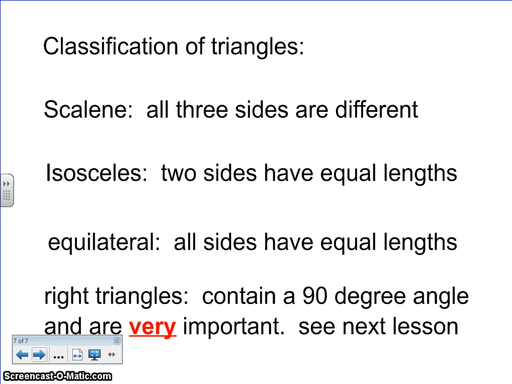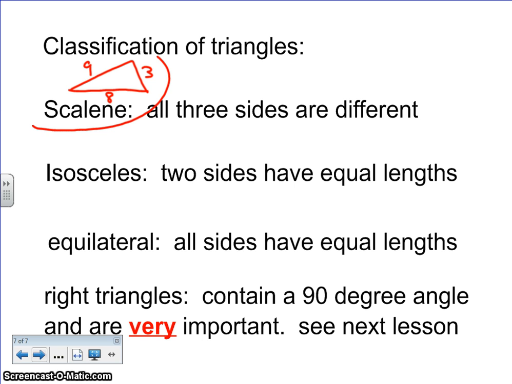All right, classifications of triangles. These are some words that you need to know. A scalene triangle is when none of the sides of the triangle have the same length, like it could be 8, 9, and 3, something like that. So that would be a scalene triangle.